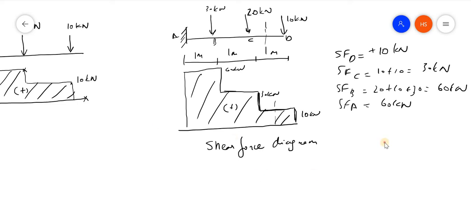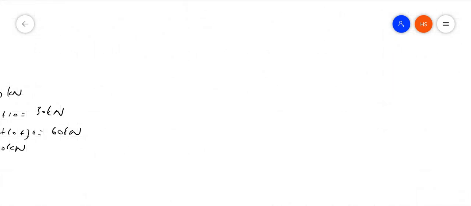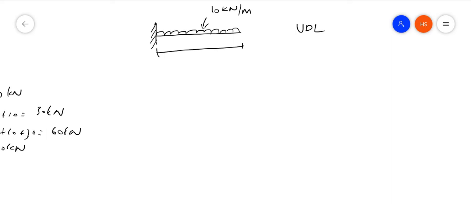Now let us consider another type of load. Again a cantilever beam is here. I am having a load like this. What is this load? It is a uniformly distributed load, and let that value be 10 kilonewton per meter. Let the length of the beam be 2 meter, with points A, B and C. I am considering another point C.